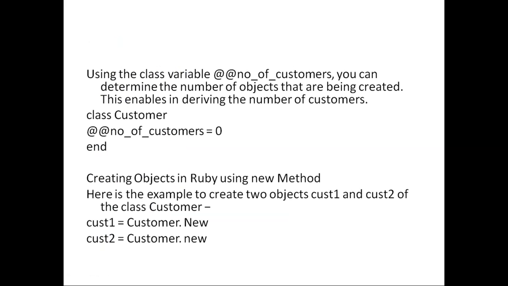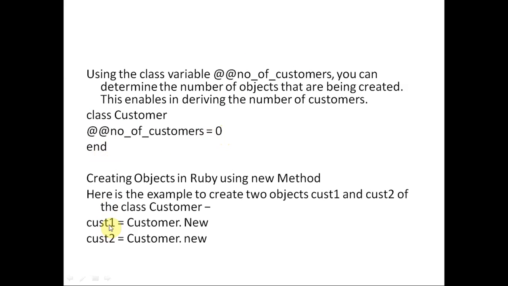Then how to declare a class variable? For declaring a class variable, for example number of customers, I am declaring a class customer. So class starts with a lowercase c here, and the class name starts with a capital letter. This is the syntax you have to remember. Then I am declaring the class variable number of customers initialized to 0.